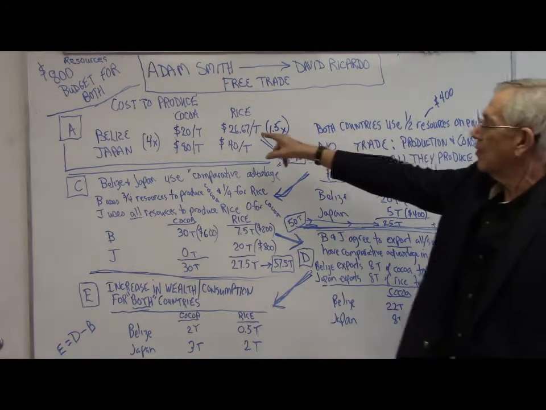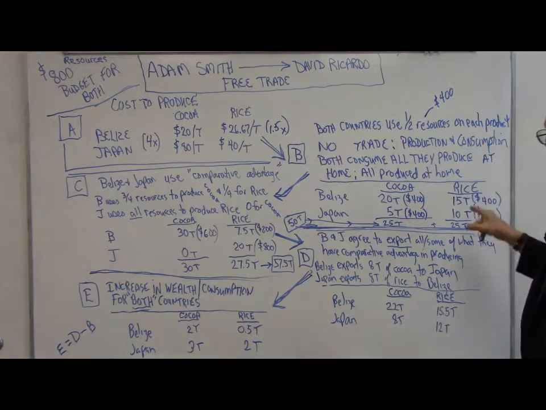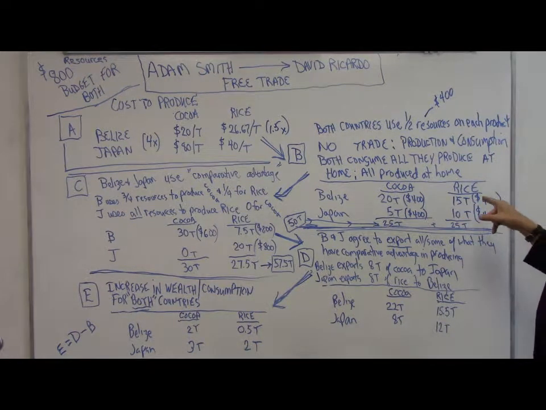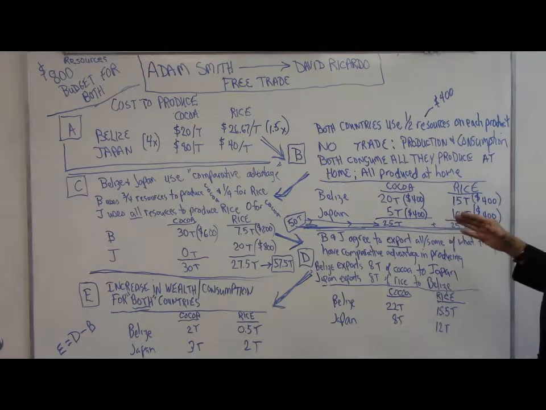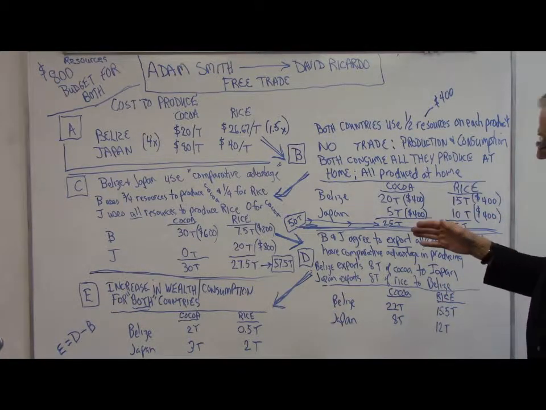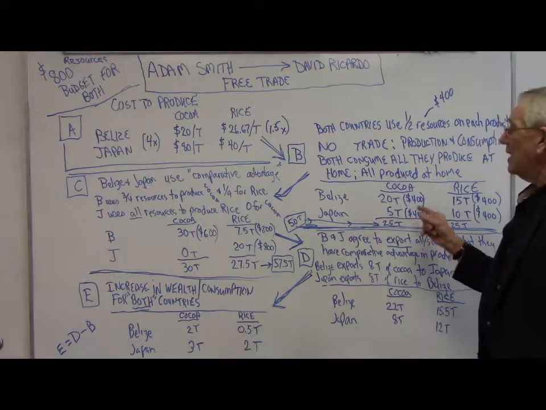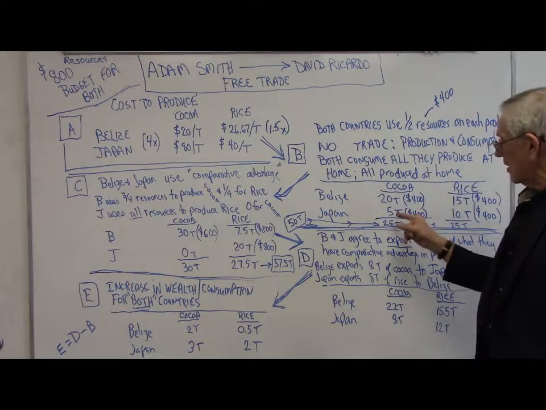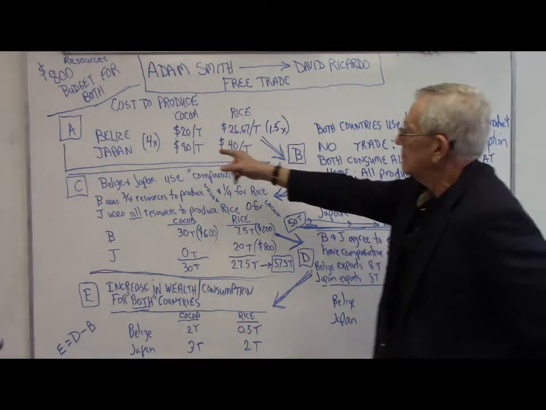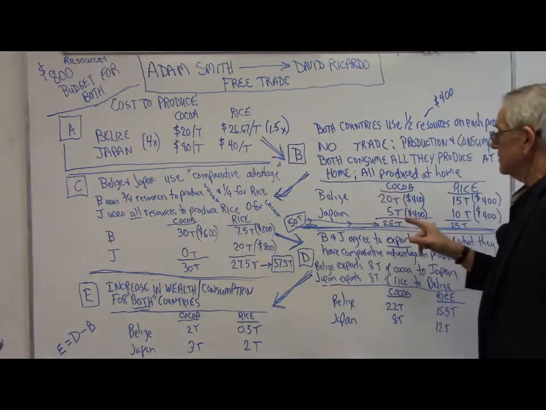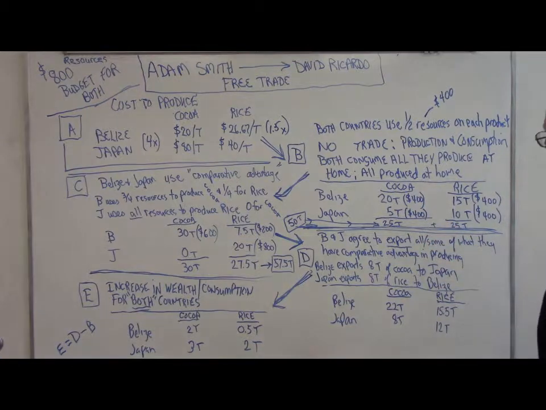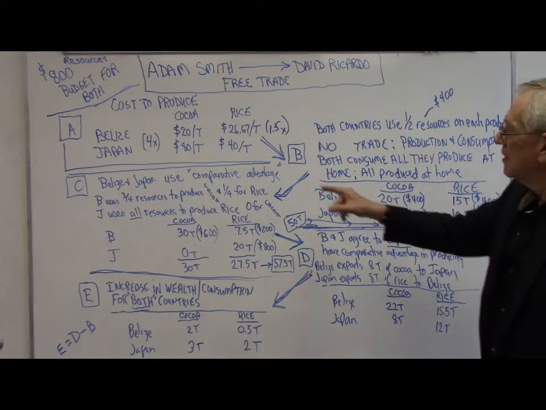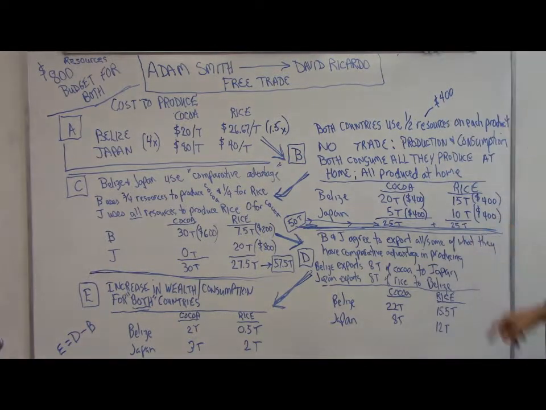Since it costs them more, $26.67, they can produce 15 tons of rice. Japan, on the other hand, again producing exclusively in Japan and consuming everything in Japan, takes half of its $800, the $400. They can produce 5 tons of cocoa, because 5 times 80 is 400, and they can produce 10 tons of rice. 40 times 10 is $400.